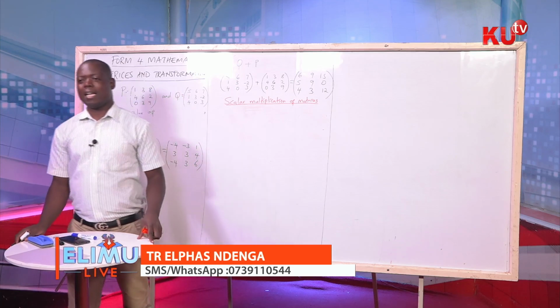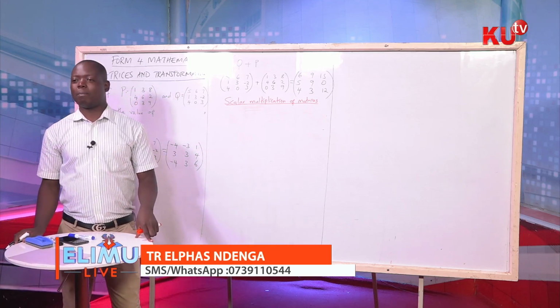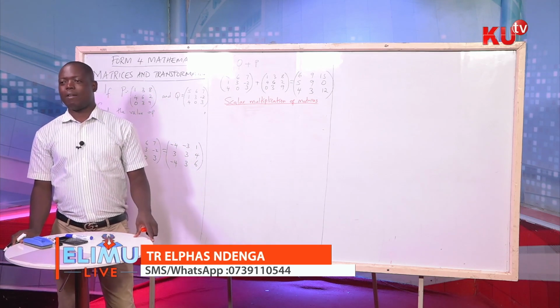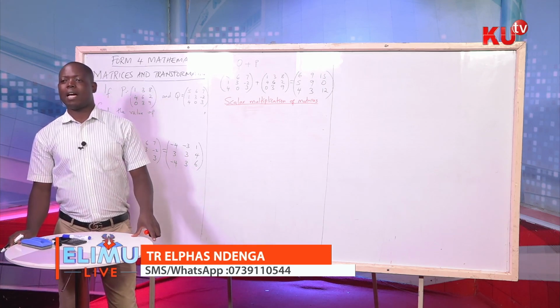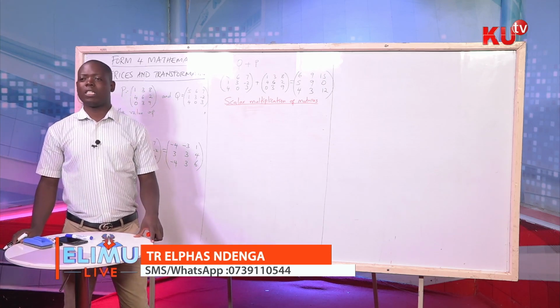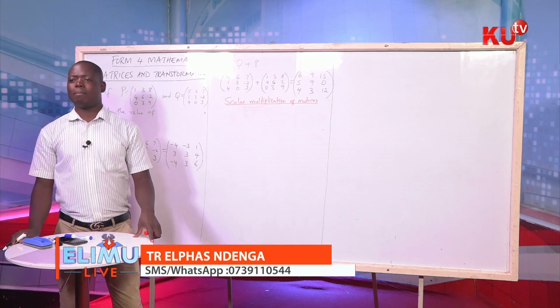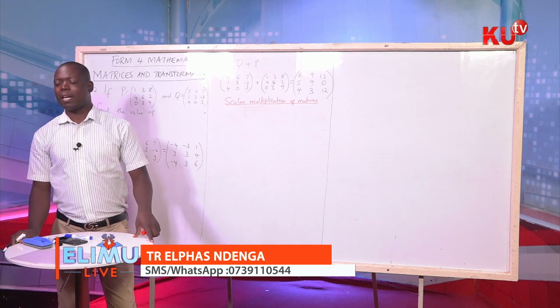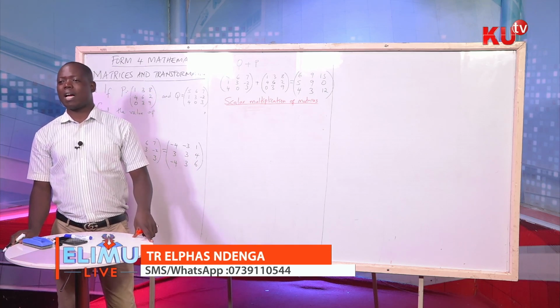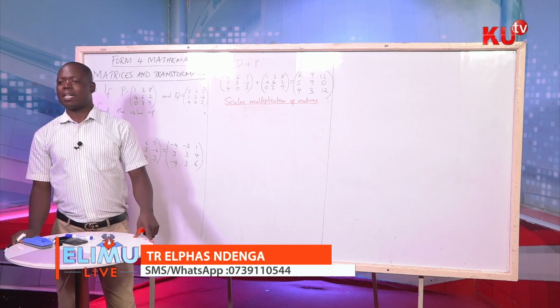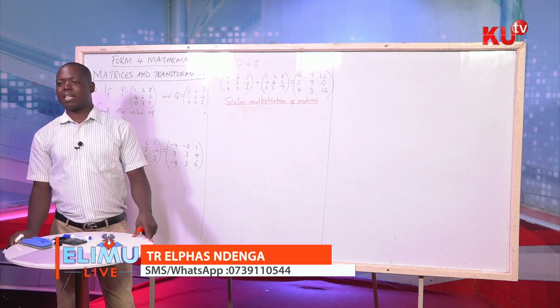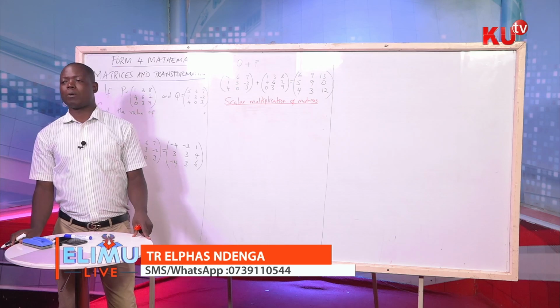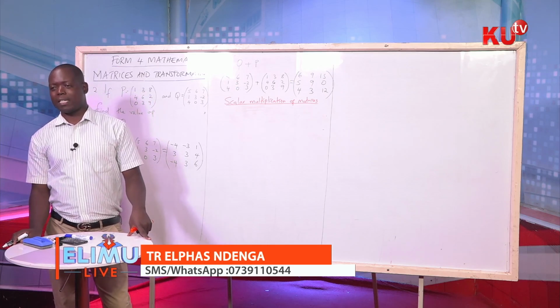Yes, a scalar is a quantity that multiplies a matrix. If I have a matrix like P, and I multiply it by a number like 2, so it becomes 2P. Therefore, 2 is called the scalar of P. A quantity or a number that multiplies a matrix is what we call a scalar in this case. And so we have scalar multiplication of matrices.